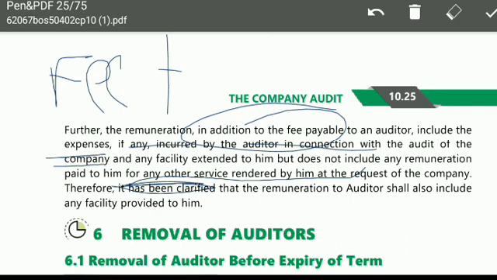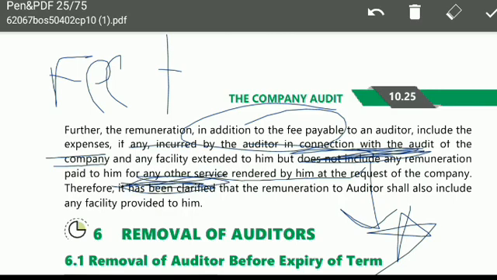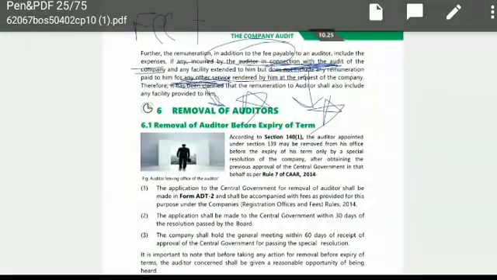Only the expenses or the fees that are connected to the conduct of the audit will be considered in the remuneration of the auditor. Okay, so it has been clarified that the remuneration of the auditor shall also include any facility provided to him or any expenses incurred by him for the conduct of audit. So this is a very important line: in connection with the audit. This is one of the most important lines, but it shall not include any other service. Okay, so we have completed 2 topics, and from the next video we will start with removal of auditor.